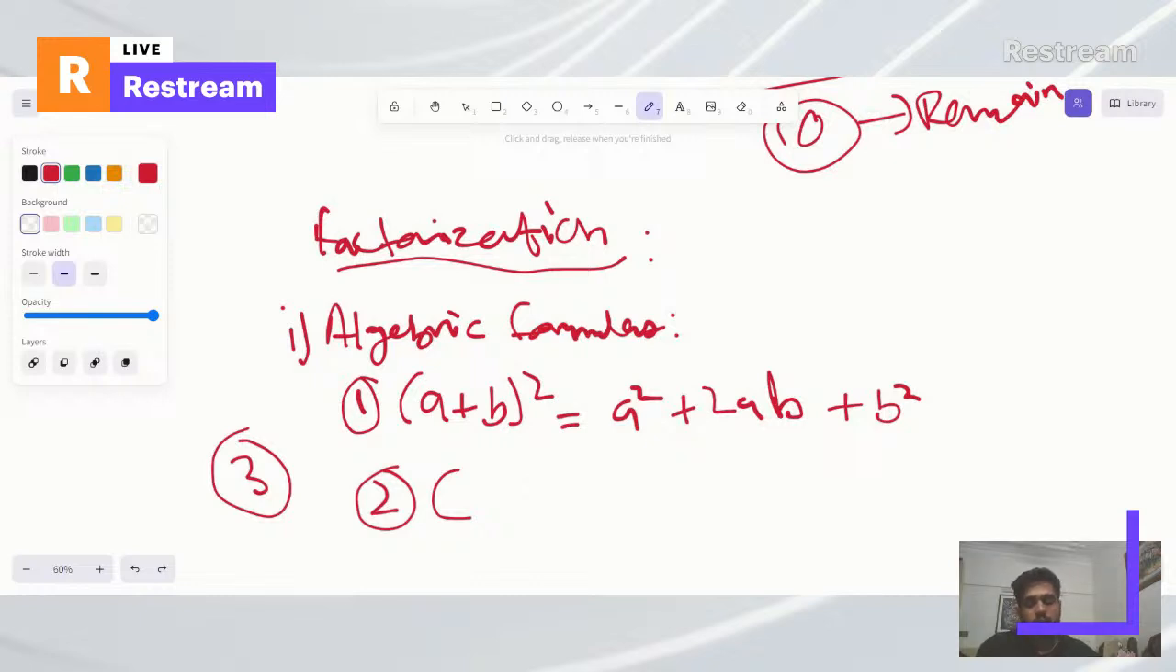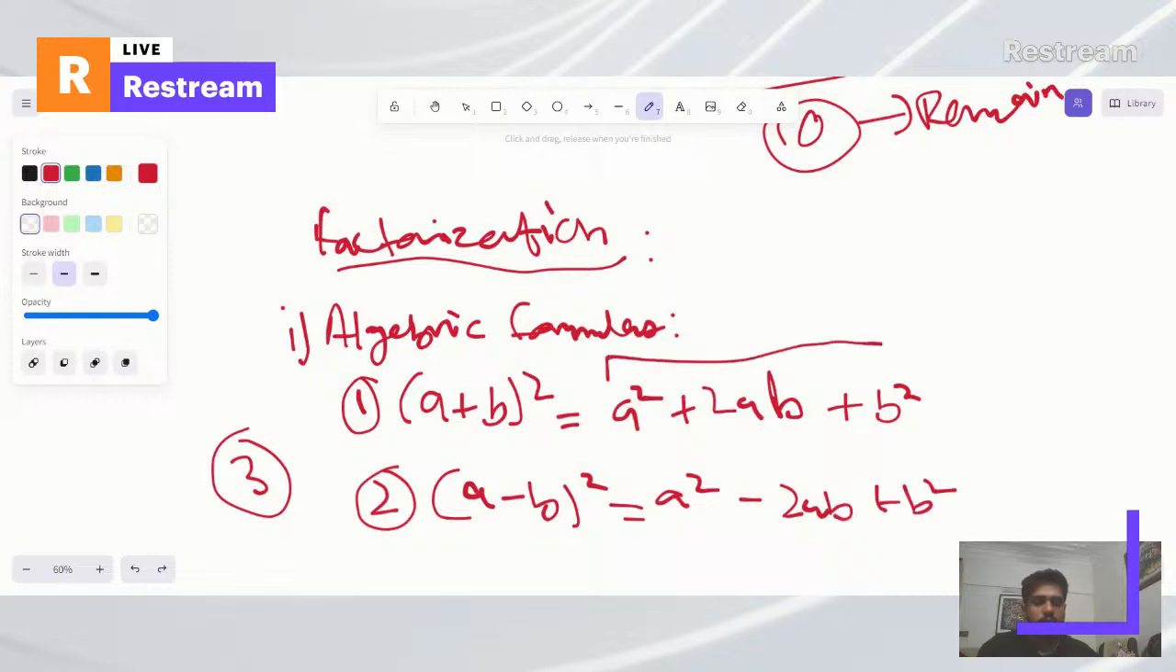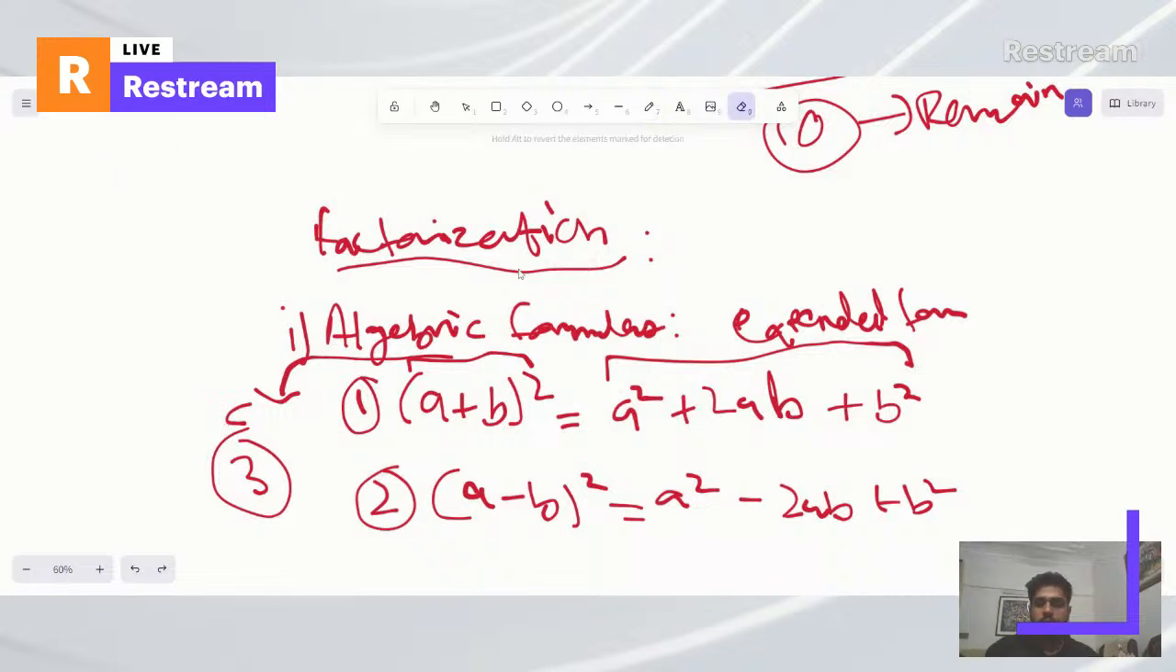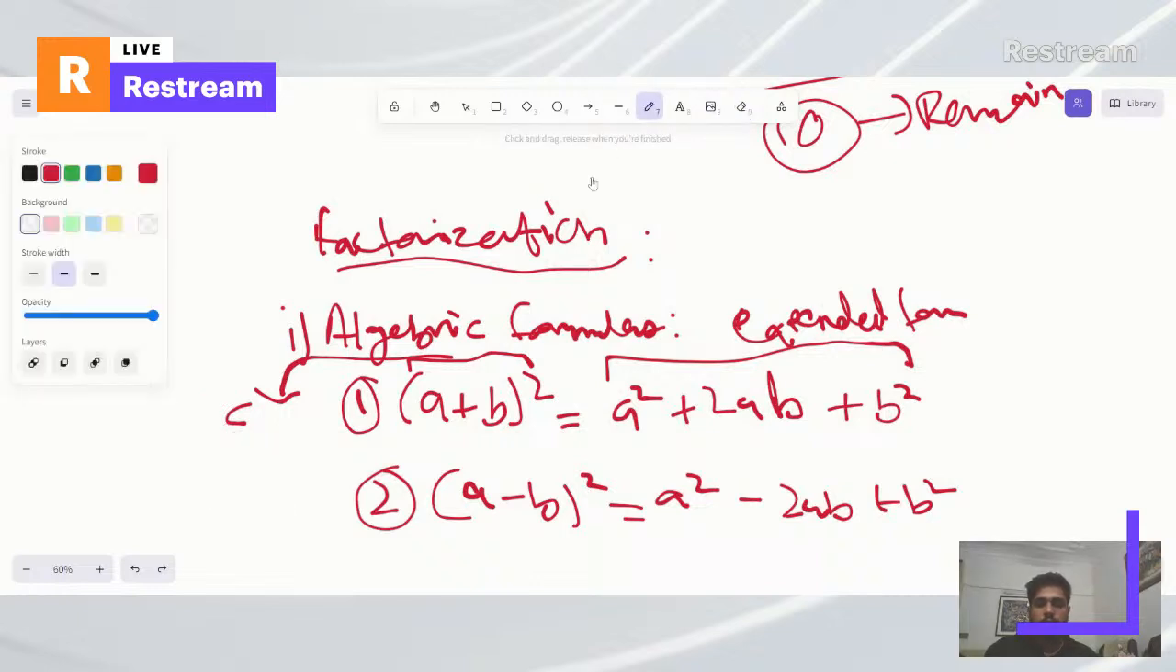All right, so it's gonna be a minus b whole square. It's gonna give us a square minus 2ab plus b square. So this form is called an expanded form, right? Expanded form, and this form is called a factorized form.